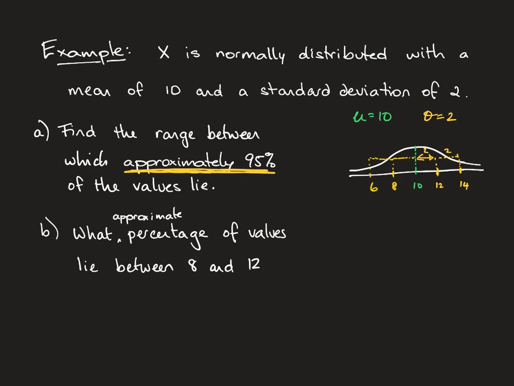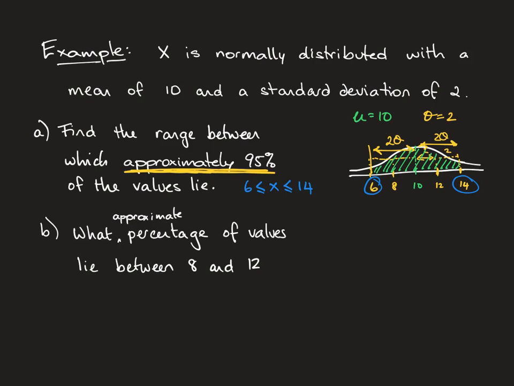So now I am 2 standard deviations from the mean this way, and 2 standard deviations from the mean this way. So 95% of my values are going to be between these two. So the range is 6 is less than or equal to x is less than or equal to 14. That's the range of values that I'm looking for.